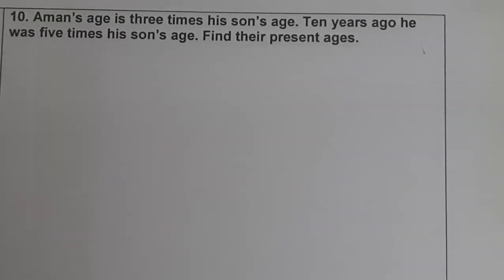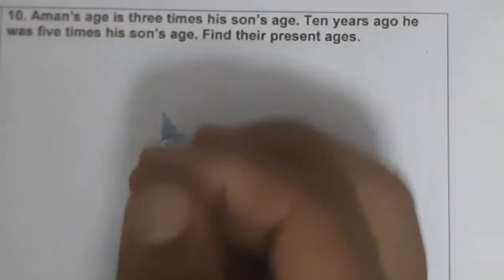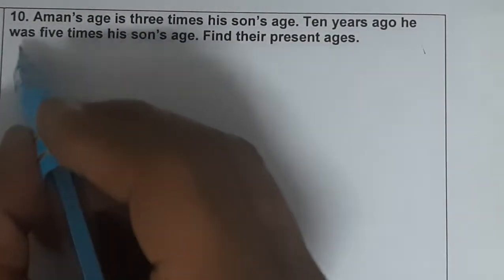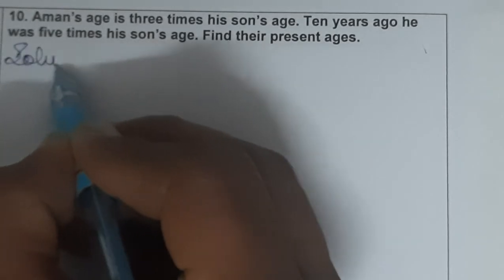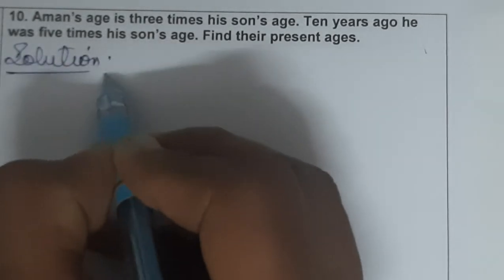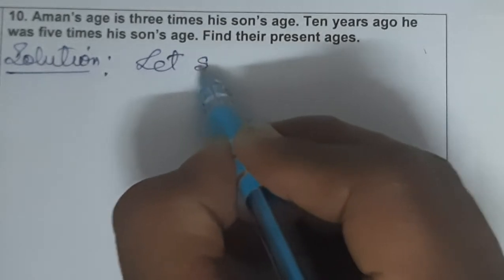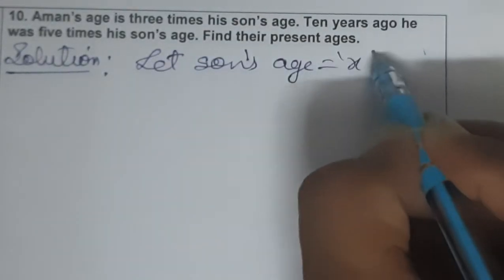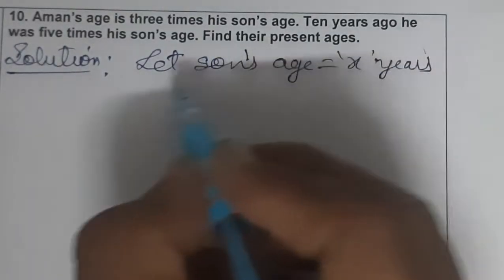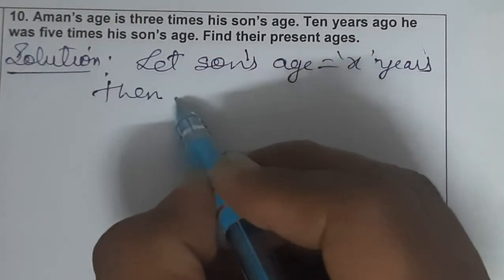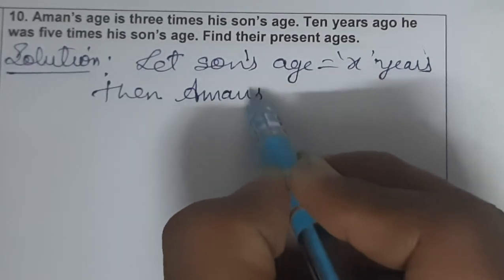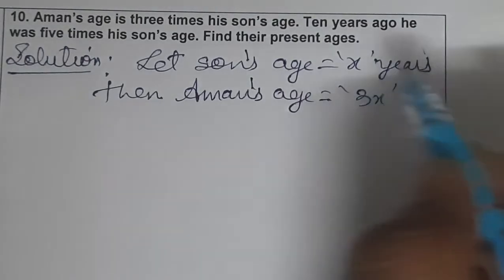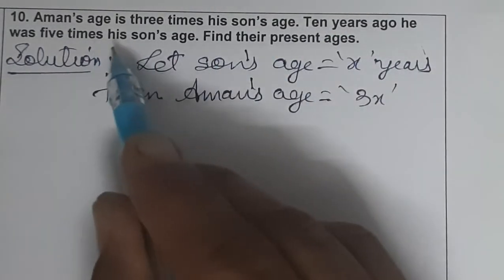Now let us do the last question of the exercise. A man's age is 3 times his son's age. So his younger son. So let us start. Let son's age be x years. Then a man's age, 3 times older. Then a man's age equals 3x. 10 years ago, he was 5 times his son's age.